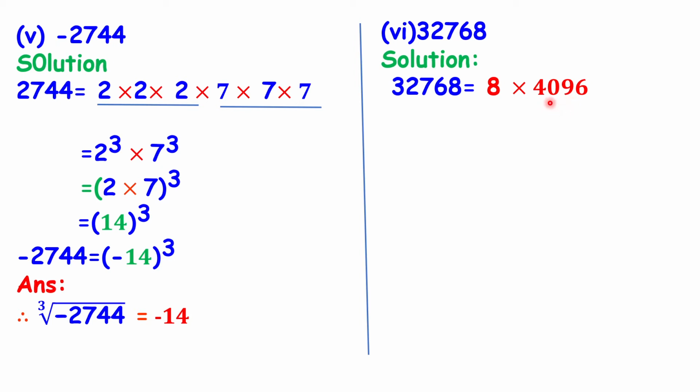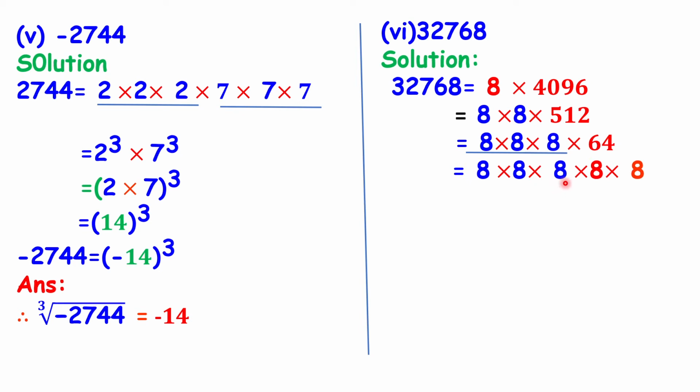If we divide this number by 8, we get 8 into 8 into 512. This is the quotient. 512 is also divisible by 8. Therefore, 8 into 8 into 8 into 64. 64 is the square of 8. So the factors are 8 into 8 into 8 into 8 into 8. 8 cube, and the remaining two factors are 8 square.